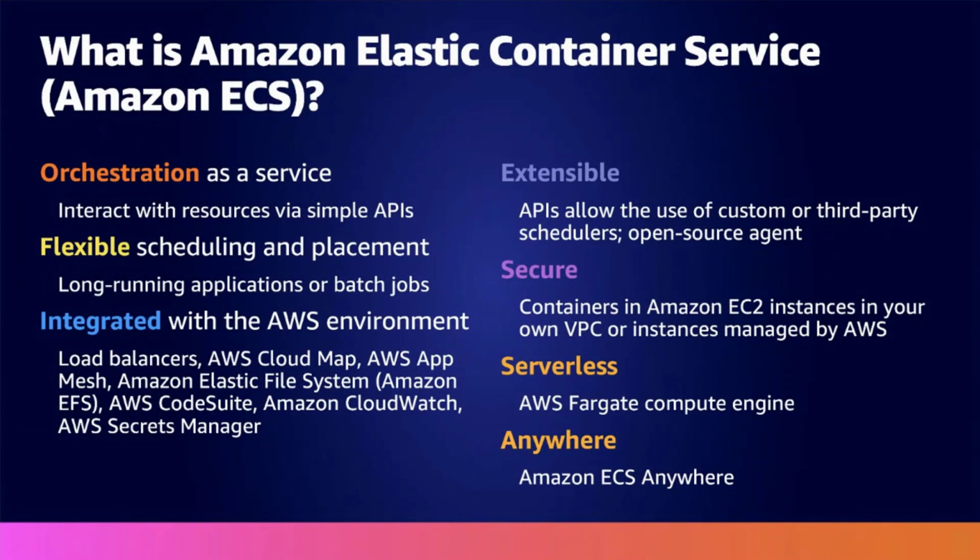So, what is Amazon Elastic Container Service, or ECS? It's orchestration as a service. And you may have heard of orchestration in the past. You may have heard of Kubernetes. You may have heard of Mesos. You may have heard of Docker Swarm. Those other orchestrators are all orchestrators that you have to run yourself, and you have to become an expert in how to manage those orchestrators and how to fix them when they break.